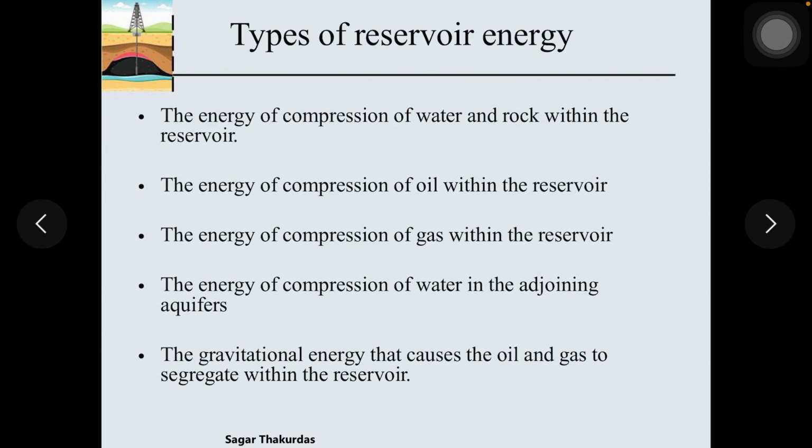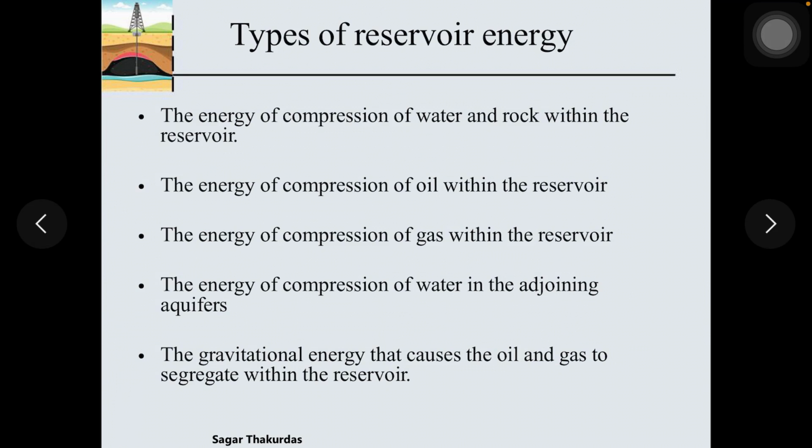And when we drill a well and puncture this reservoir, the energy is suddenly released. The rock which has been punctured will expand to some extent, as well as the oil and gas, which are more compressible than rock, try to expand.